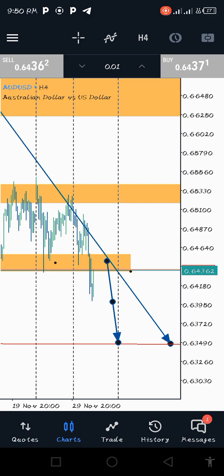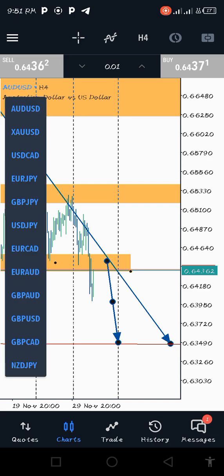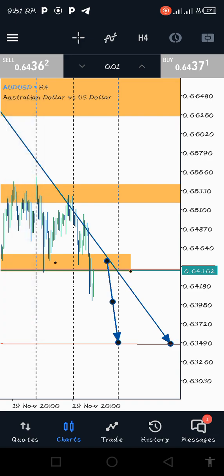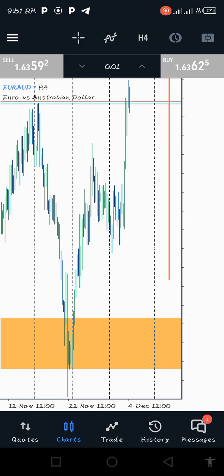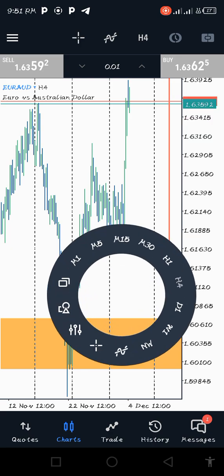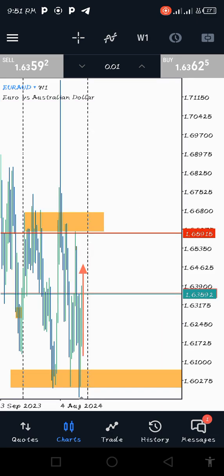Let me move to another pair so that maybe you will be understanding that much more clearly. What is happening on GBP? A euro order. Let me delete everything so that we can see how I just figured it out. Okay. Let me go to the weekly and delete everything.